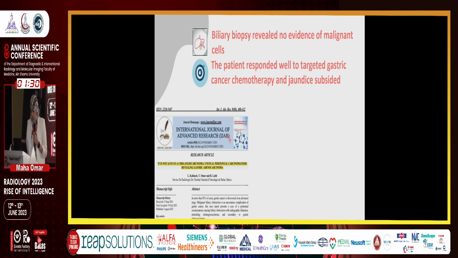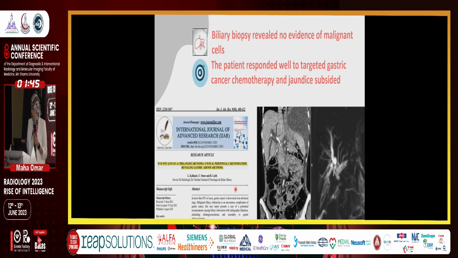We have a companion case in the literature that was published in 2021 with a research article named "It's Not Always a Cholangiocarcinoma, Unusual Peritoneal Carcinomatosis Revealing Gastric Adenocarcinoma." And we have almost a case identical to our case with intrahepatic biliary dilatation and hilar obstruction that was found to be caused by the peritoneal carcinomatosis from the metastatic gastric cancer, not from perihilar cholangiocarcinoma.